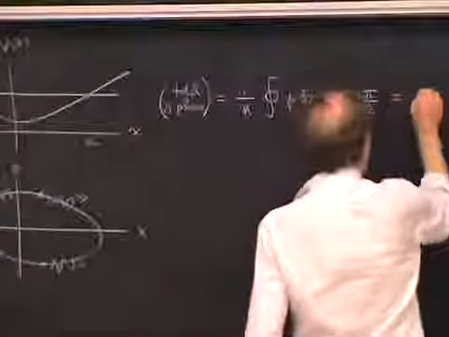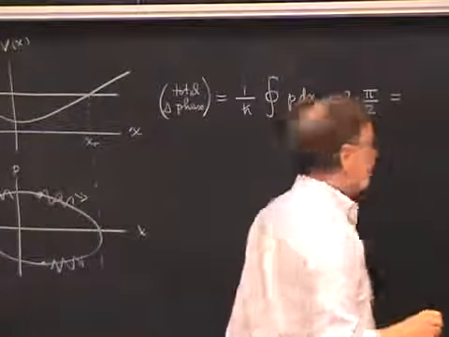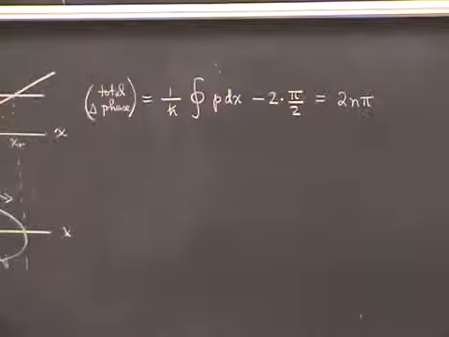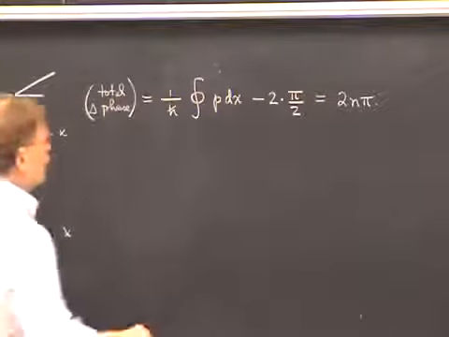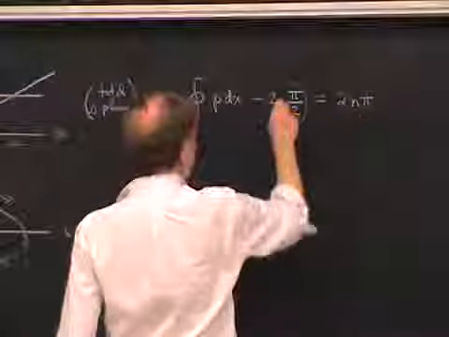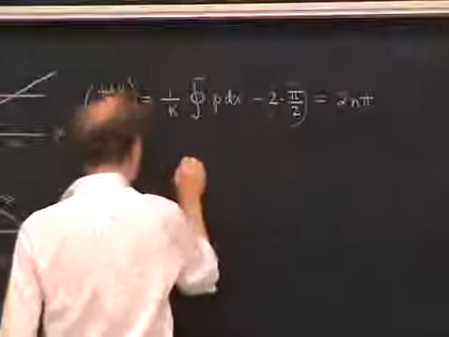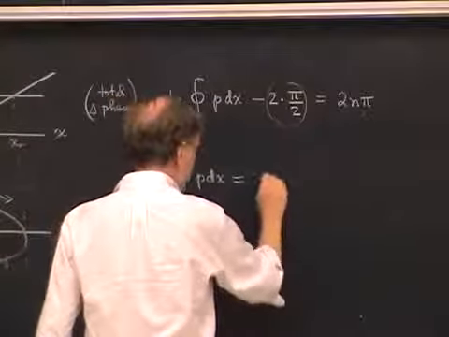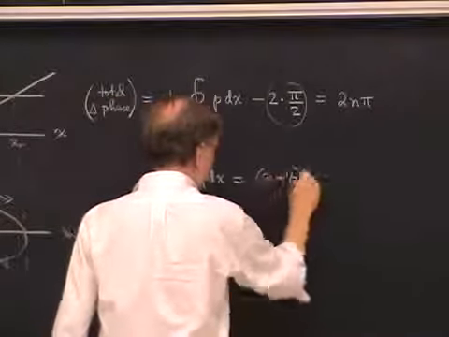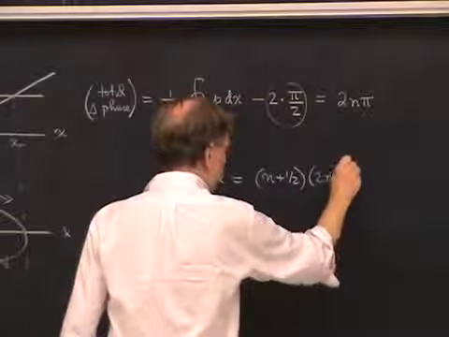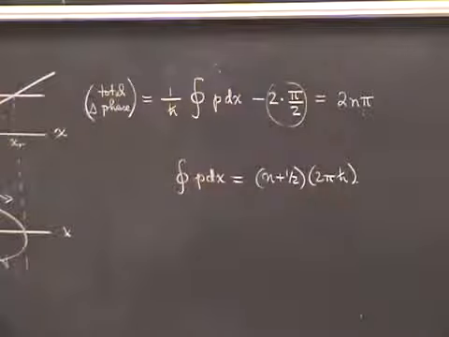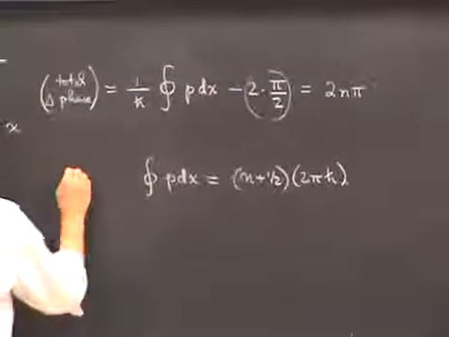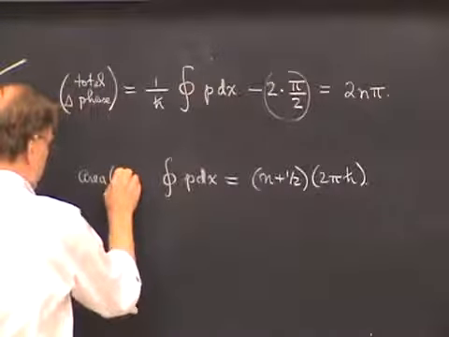Now this total phase had better be an integer multiple of 2 pi. Because as I say, otherwise you will have destructive interference. And so if I bring this pi over to the other side and multiply by h bar, what we get is that the integral of p dx is equal to n plus 1/2 times 2 pi h bar. And the integral of p dx around the loop is geometrically the area of the orbit in phase space.